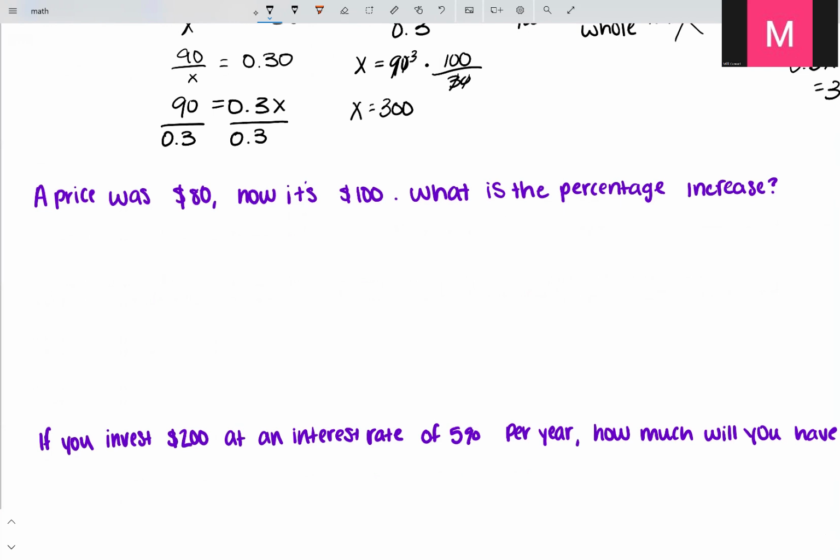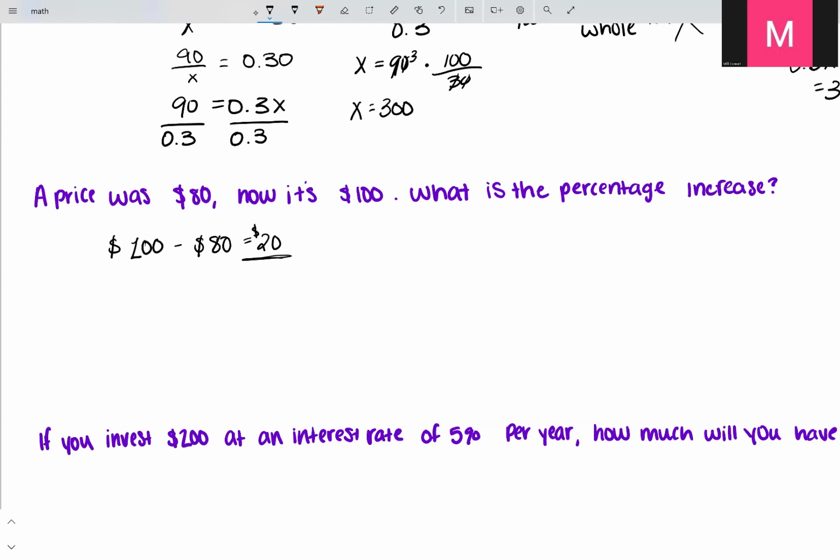Next, a price was $80 and now it's $100. What is the percentage increase? So first we can find $100 minus $80 equals $20. So that's how much the price increased. But we want to know what is the percentage increase.